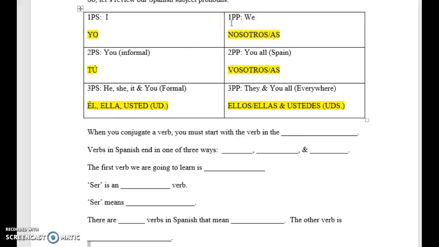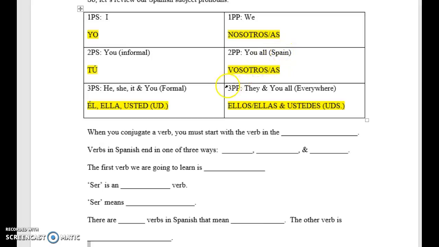Moving over to our plural side, our first person plural box, meaning we, is nosotros for a group of males or a mixed group, and nosotras for a group of females. If we're taking a trip to Spain, we're in our second person plural box. We have vosotros, meaning you all, for a mixed group or a group of males, and we have vosotras, meaning you all, for a group of females. Once again, that's used in Spain.